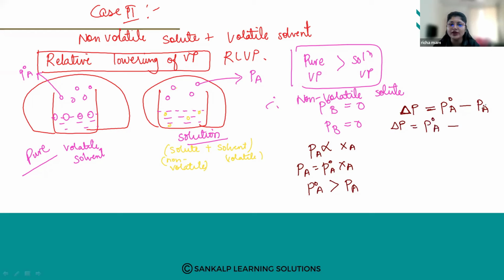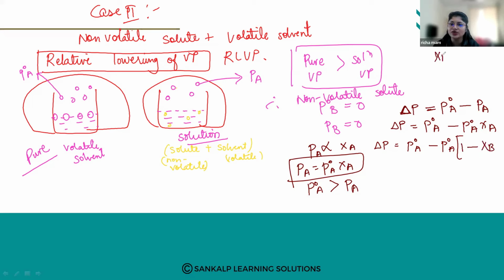If I put the value of P A, what is the partial pressure of A? I'll apply this, so it will be P naught of A into psi of A. So after applying this, delta P will be equal to P naught of A minus P naught of A psi A. What I'll take common? I'll take P naught of A common. And what is psi of A? Psi of A is nothing but 1 minus psi B.